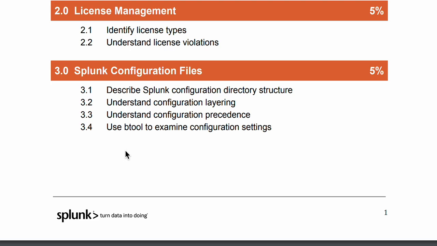The third topic is Splunk configuration files. Again it is 5%. It covers describing Splunk configuration directories and directory structure, understanding configuration layering, understanding configuration precedence, and using the btool to examine configurations. So this topic is all about the configuration files and the directory structure.